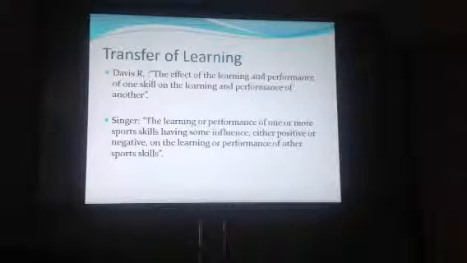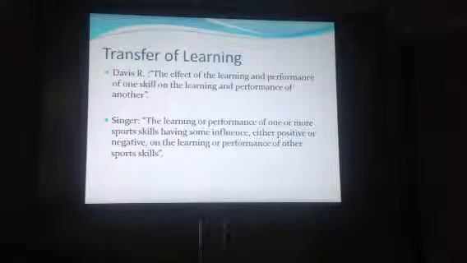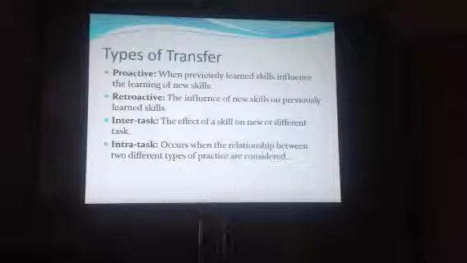Transfer of learning. So basically transfer of learning is where the effect of learning and performance of one skill affects another skill, and this happens in lots of different ways. Singer defined it as learning or performance of one or more sports skills having some influence, either positive or negative, on the learning or performance of other sports skills. So here are the types of transfer. So you have proactive, so it's when a previously learned skill influences the learning of a new skill. Again, we can use the table tennis example where skills may be transferred.